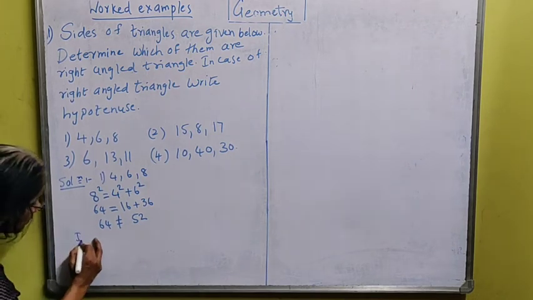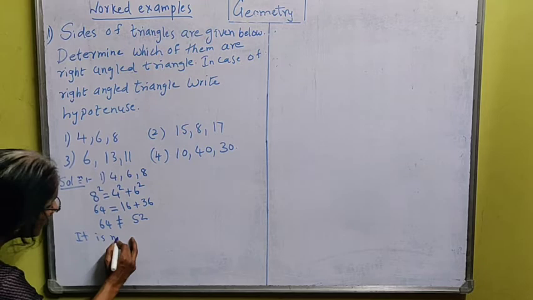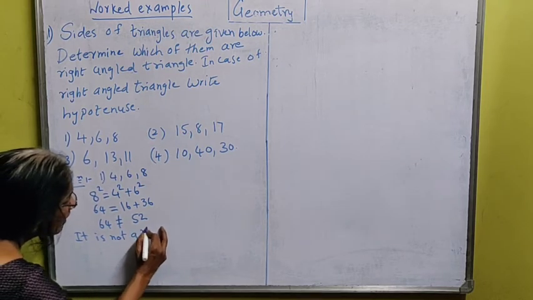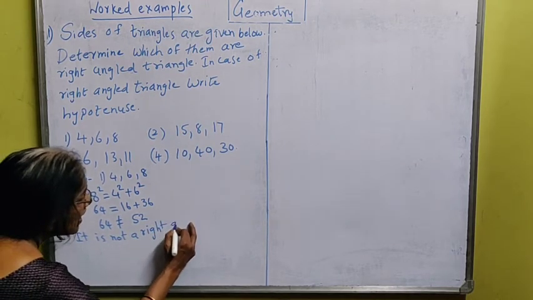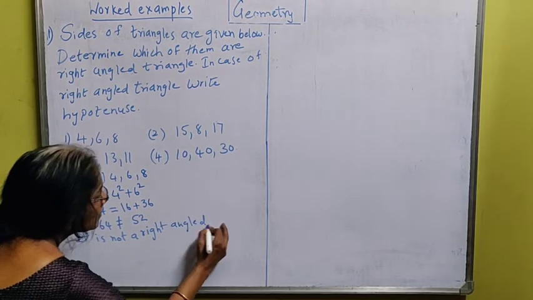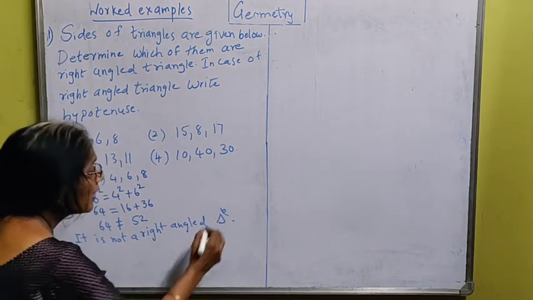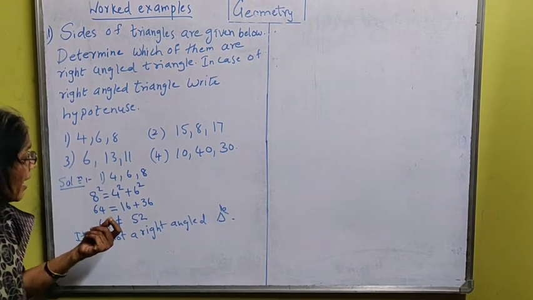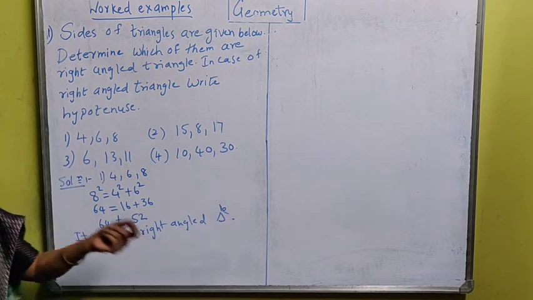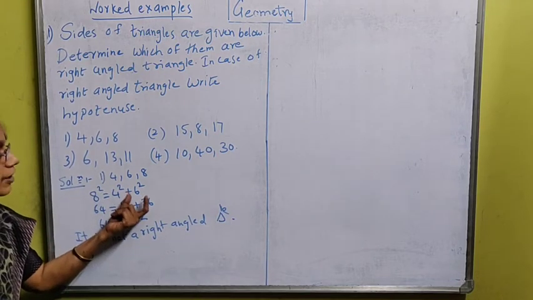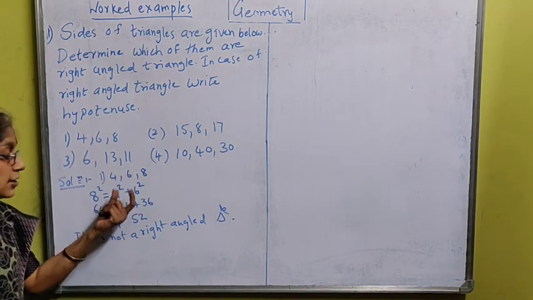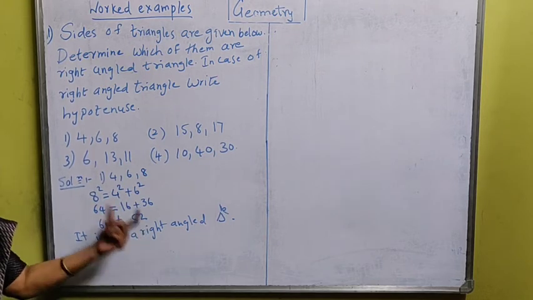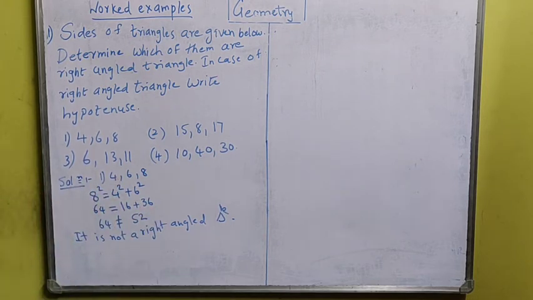So it is not a right angled triangle. Why is it not a right angle triangle? Because it has not abided by the Pythagoras theorem. That is, hypotenuse square should be equal to the sum of the squares of the other 2 sides. So it is not equal. So it is not a right angle triangle.